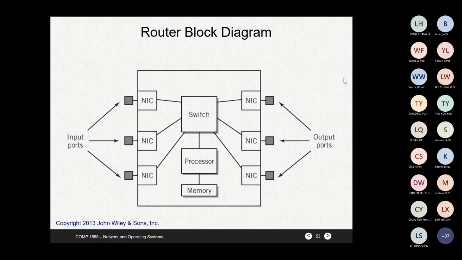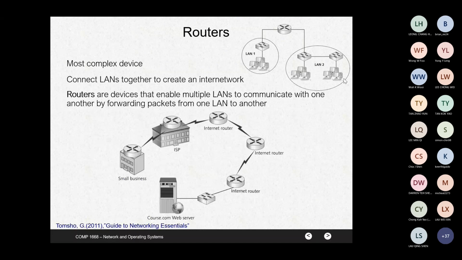Okay, this is the router block diagram. This is a router. The switch is like inside the router. Then you have a lot of NIC cards, network ports. A very simple, high level router block. And a slightly better picture of routers is where it connects LANs together to create an internetwork. Internetwork means a slightly bigger network.